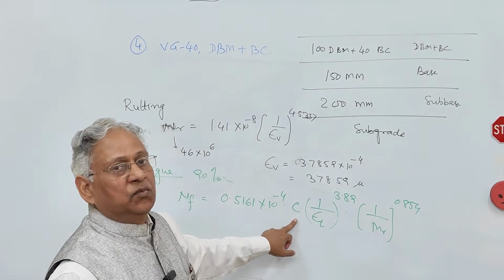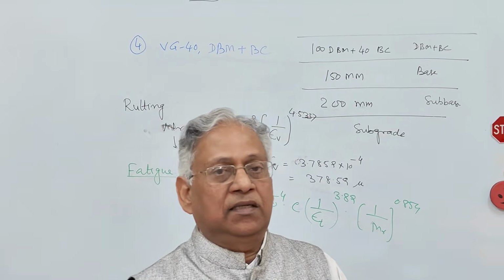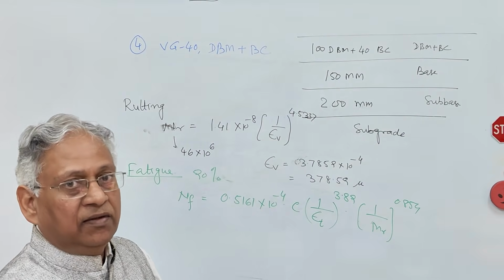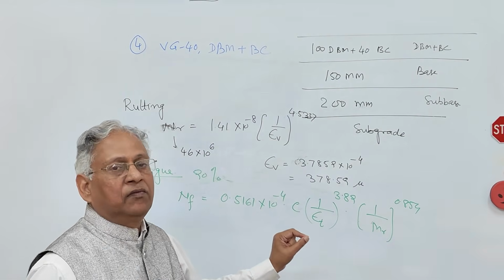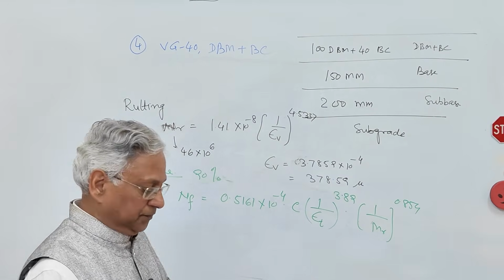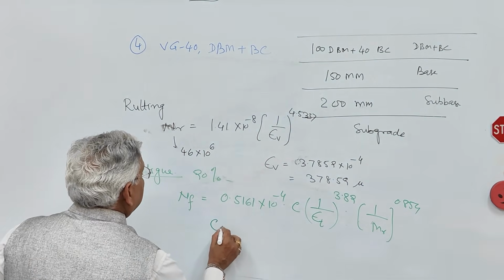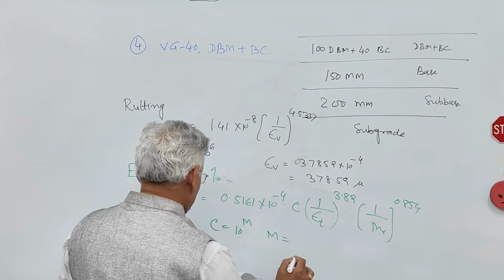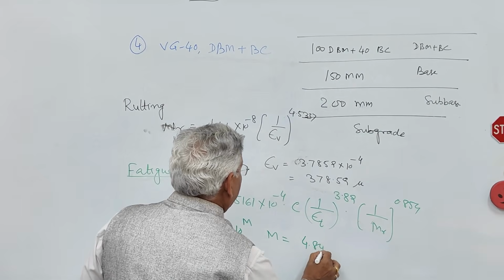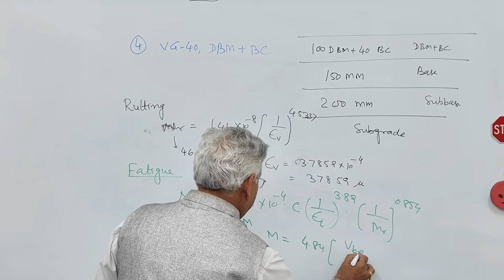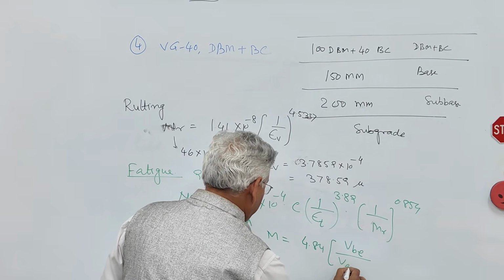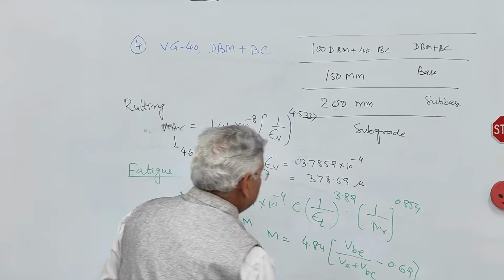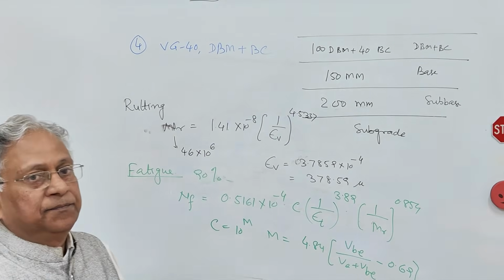Now C is a parameter which depends upon the volumetrics of the mix design. So you can assume some values taking guidance from the IRC 37, but this is to be fulfilled at the time of construction, the time of mix design. So C is given by 10 power M, and M is a parameter which is 4.84 into VBE upon VA plus VBE minus 0.69. That is the equation given in IRC 37.